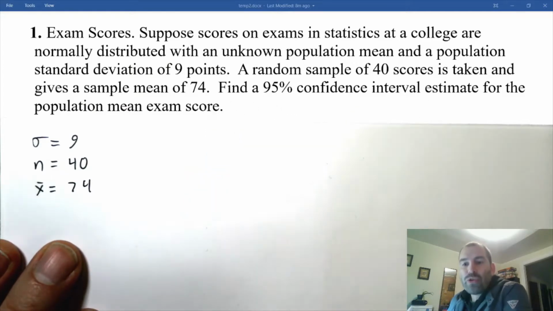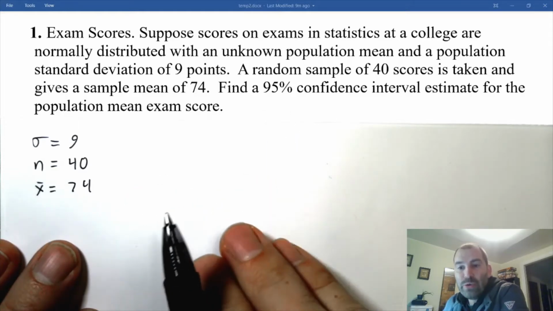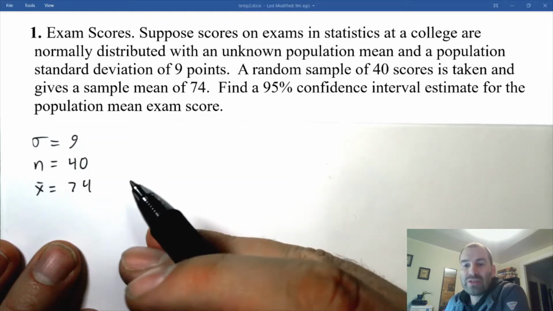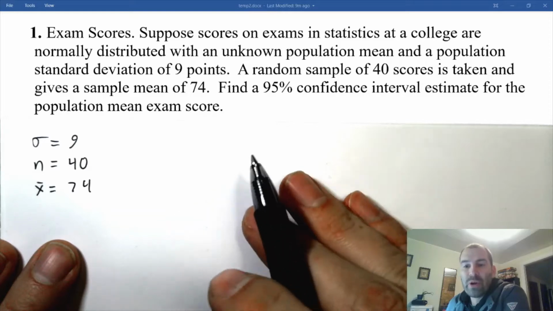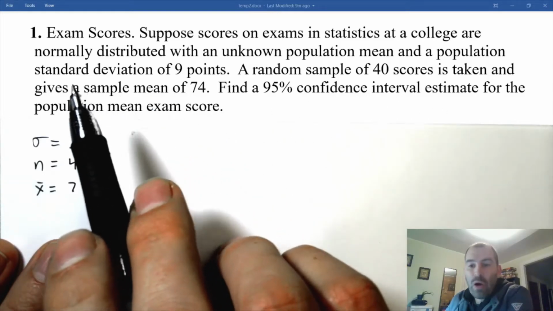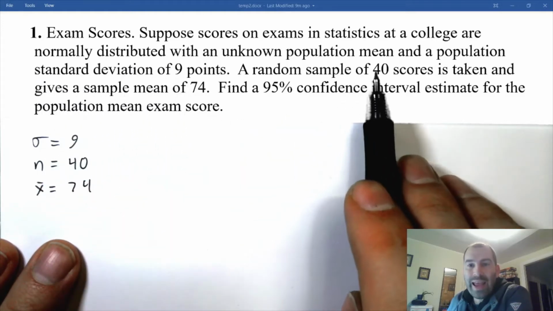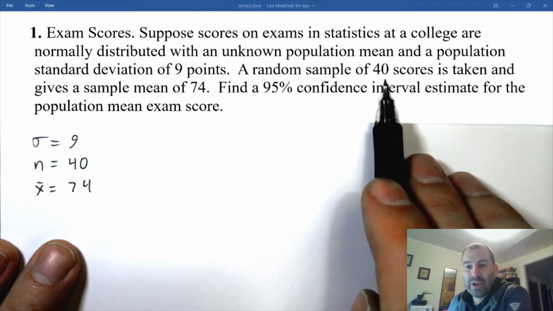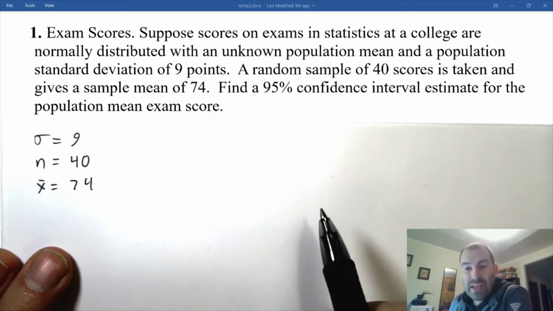What drives this whole process is the central limit theorem. So we need to know that we can use the central limit theorem. We can use it if our sample size is big enough or if we know that the original distribution was normal. We know both in this situation. We know that the original distribution was normally distributed and our sample size is quite large. So we actually have both of those conditions satisfied. So we are good to go. How do we proceed?